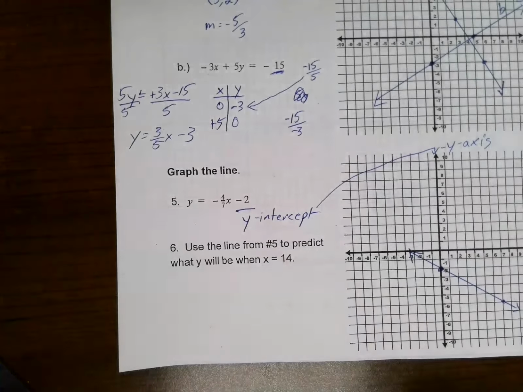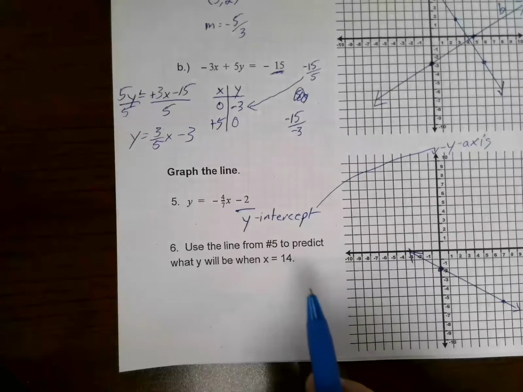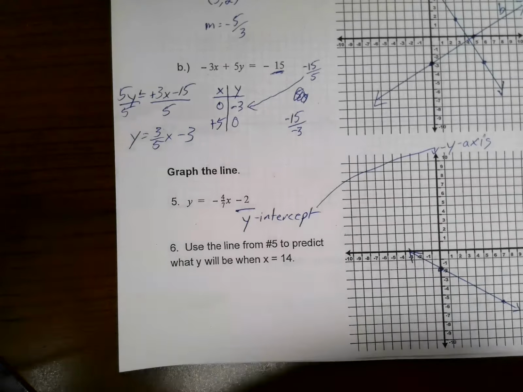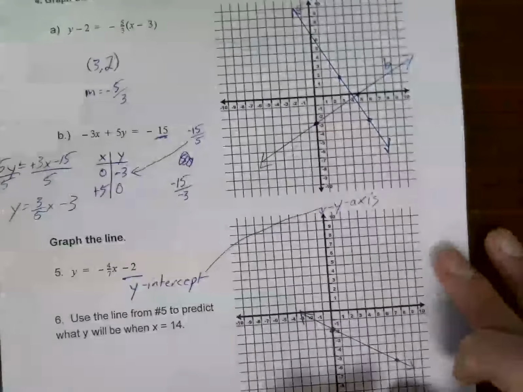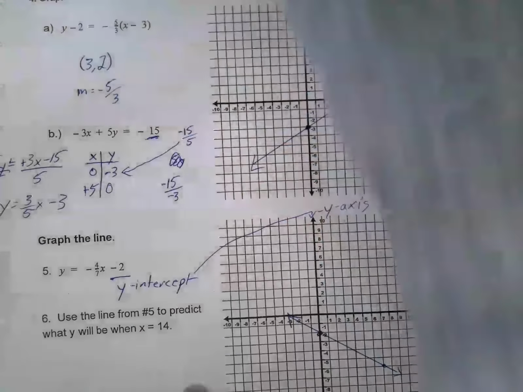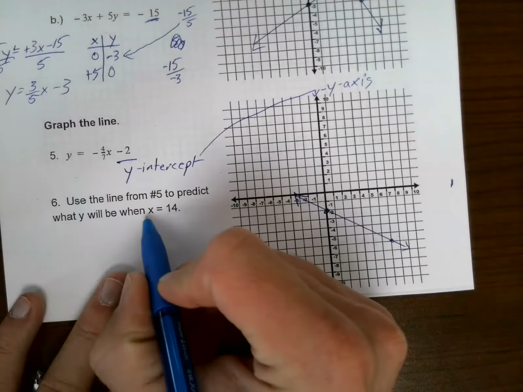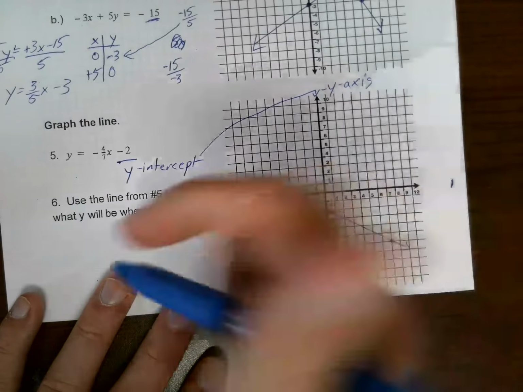Now, question 6 says, use the line from number 5 to predict what y will be when x is 14. Well, when x is 14, that is going to be off our graph. That would be somewhere out here. But what you can do is you can go like this. So it tells me x is 14. What is y going to be?